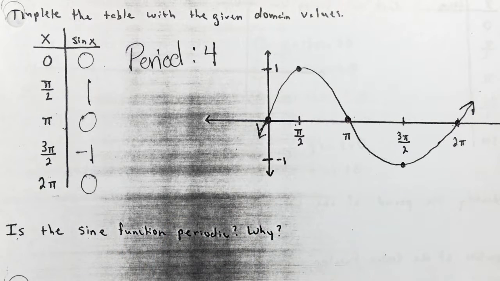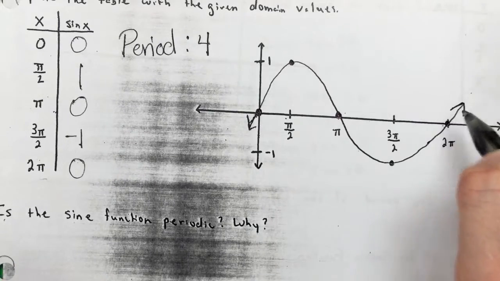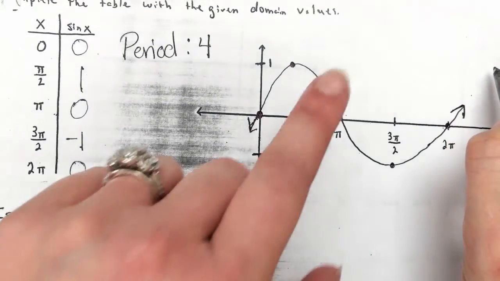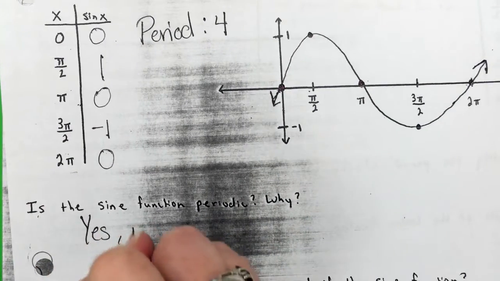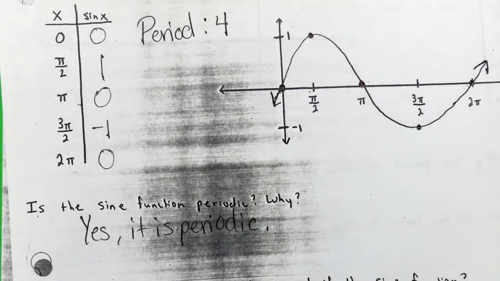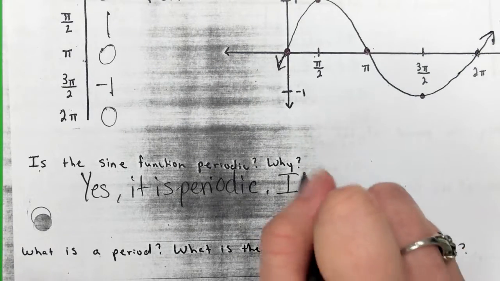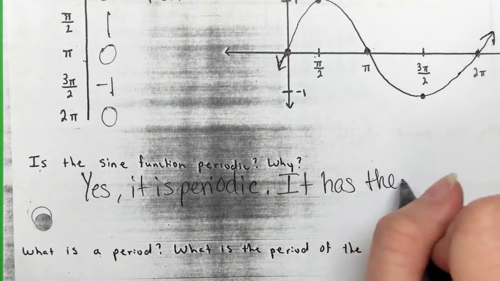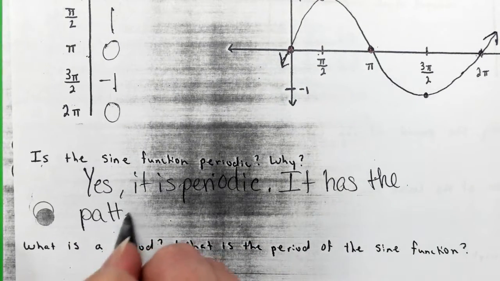Is the sine function periodic? So is it periodic? Yes, it is. Because this graph right here, this arrow, means that it's going to do what? It's going to go back up, which means they would have the same y values, right? So yes, it is periodic. Why? Because it has the same y. Very good. Let's say it has the same pattern of y values. Can we say that?